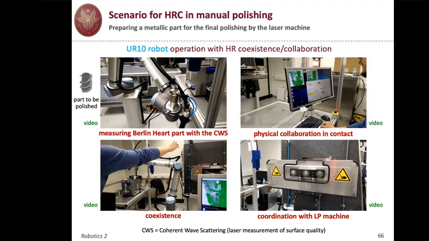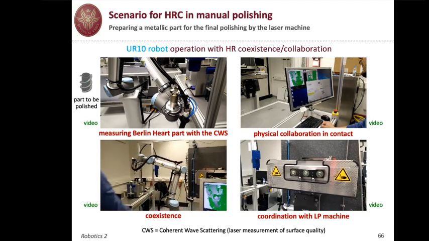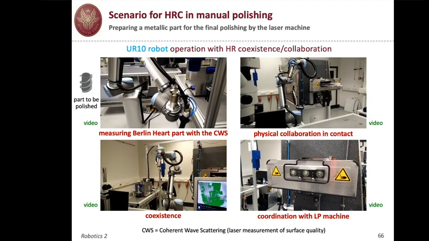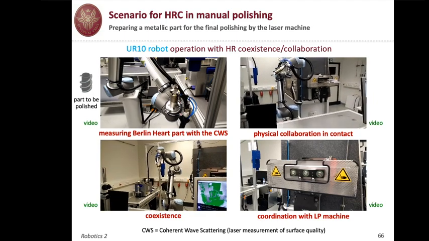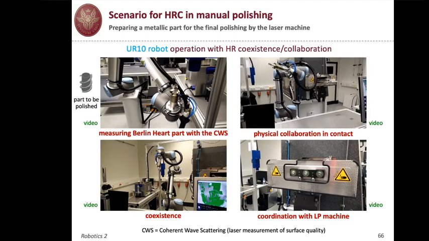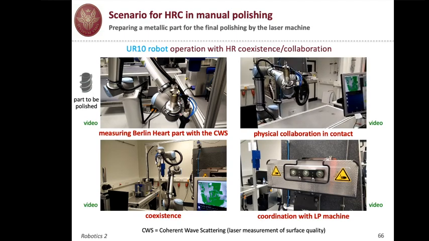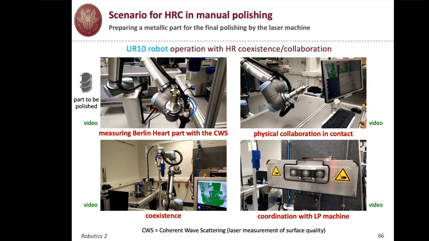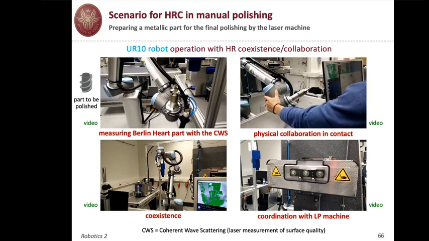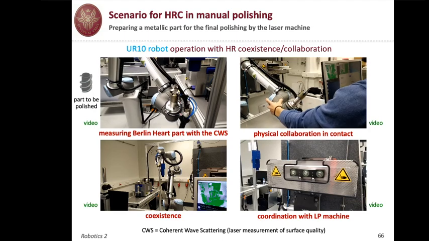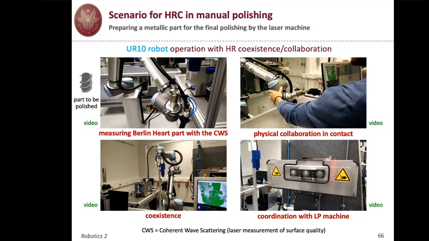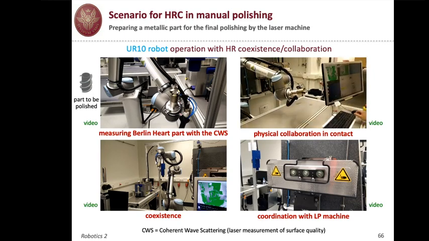And finally, there's also the physical collaboration. Here you won't see a tool for polishing, so everything is just mimicked. But here again, the robot is offering the part, as you can see, handing over the part to the human operator. Now the human operator moves, reorients a bit the object, and then applies force. Now this is just mimicked for this demo. Okay.